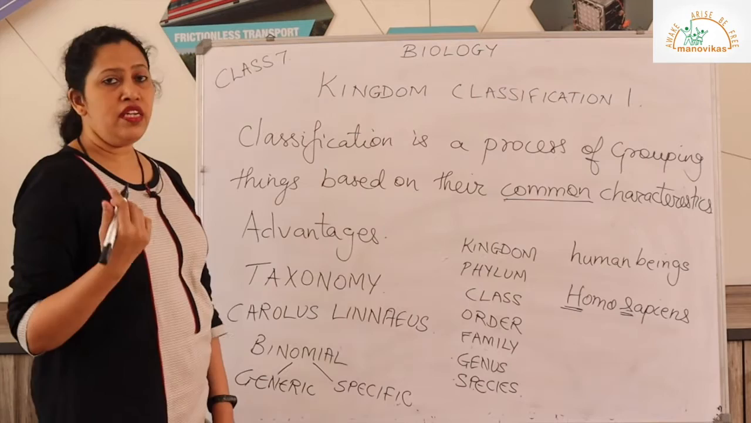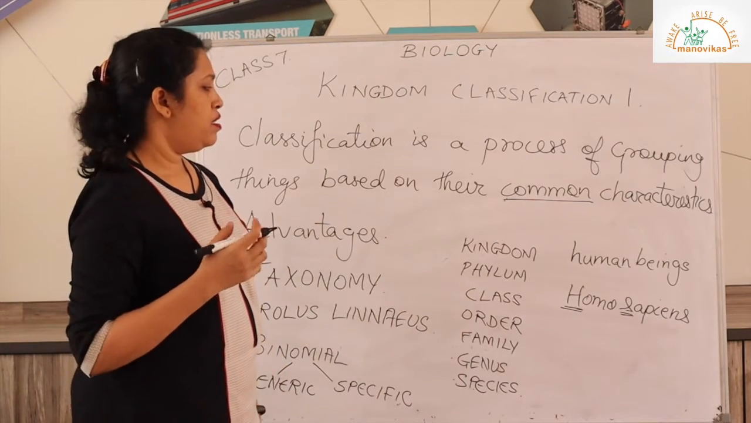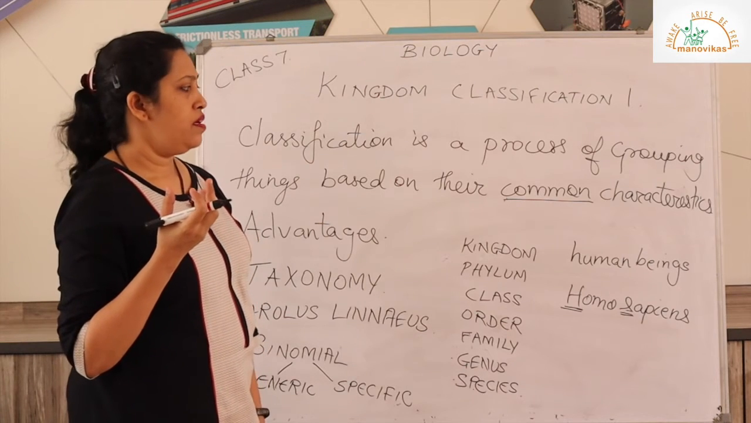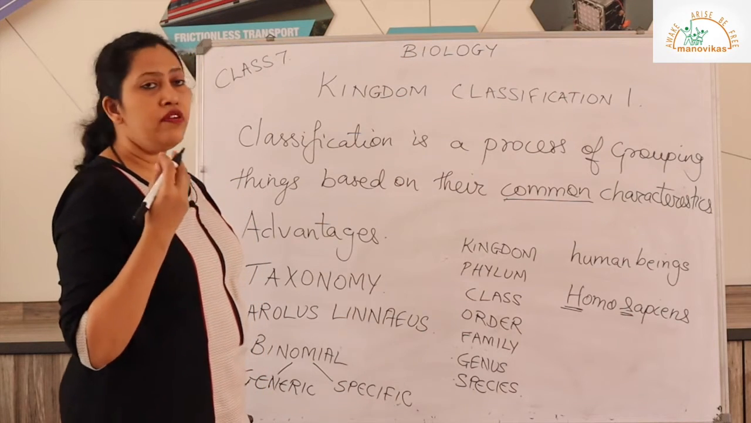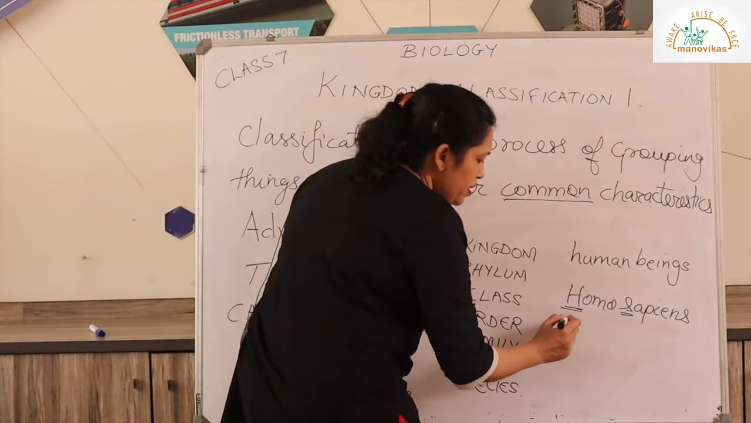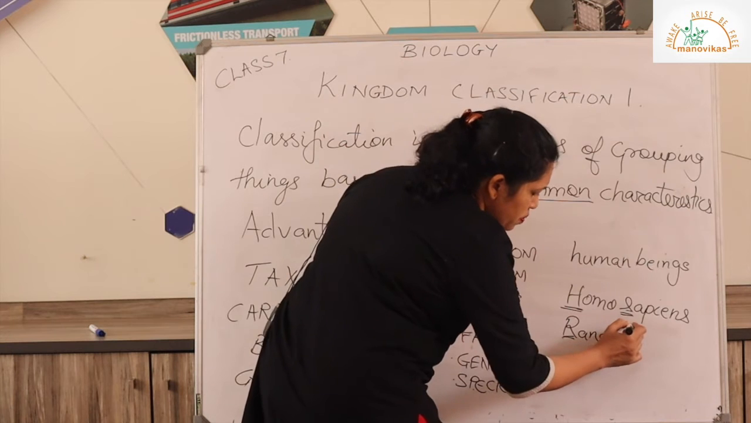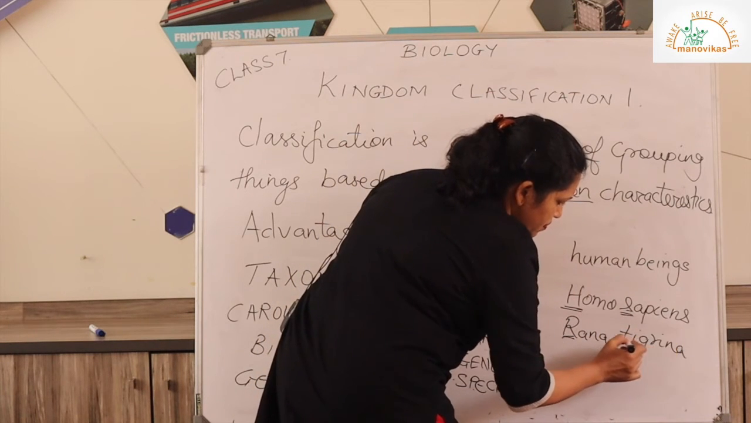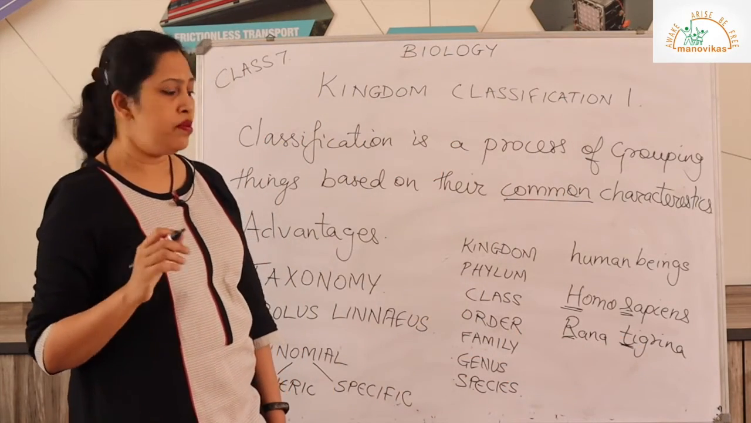There are some other names for other animals like lion or tiger, or even onion, Allium cepa, or frog, Rana tigrina. This way the first letter will be written capital and the species name is small. If we tell you to find out some names of animals and plants, you will be able to find the binomial nomenclature.